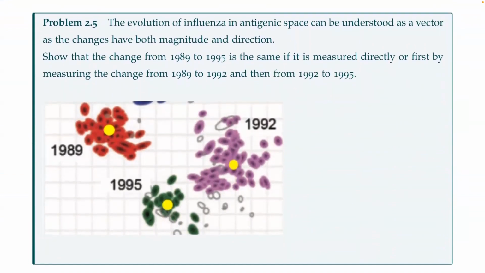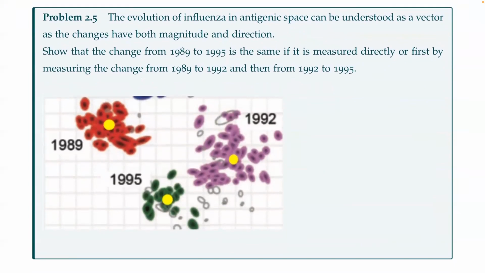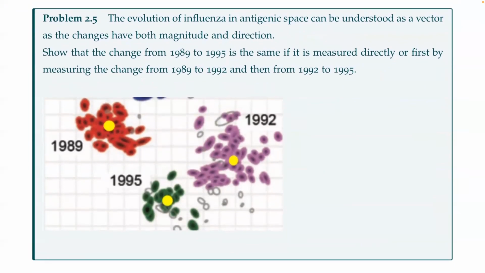Okay, we don't have time. We've got about 20 minutes. So I want to go back to this idea of antigenic evolution and thinking about how we can use vectors to understand something about how viruses are changing.